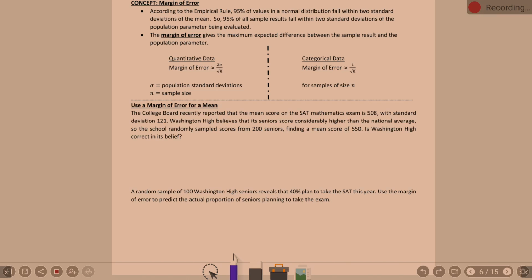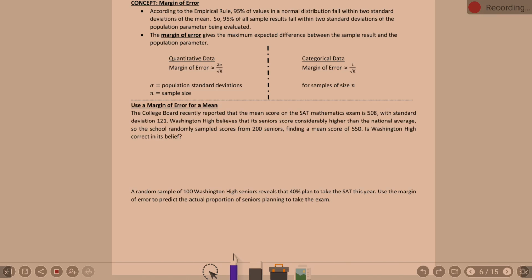Now, the margin of error gives the maximum expected difference between the sample result and the population parameter. So for instance, with the 75% claim, the margin of error we ended up with would be 62 to 86%. That's kind of the range of reasonable results, and that's what margin of error gives us.